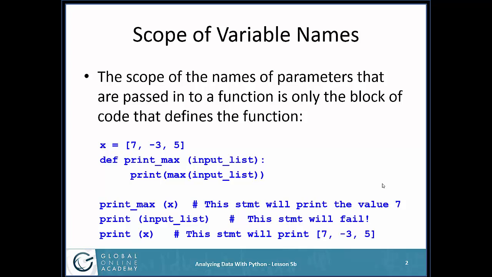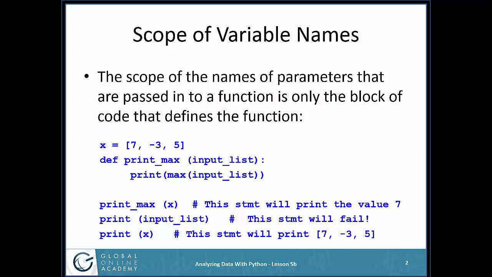So let's see what happens. I've got x is my list. I define the function. Now I'm going to call it by saying print max, passing it x. It runs this function. The function has one parameter called input list. The first value I'm passing in is x, so input list now has a list that contains 7, -3, and 5. It prints out the maximum one of these, which is going to be the number 7.